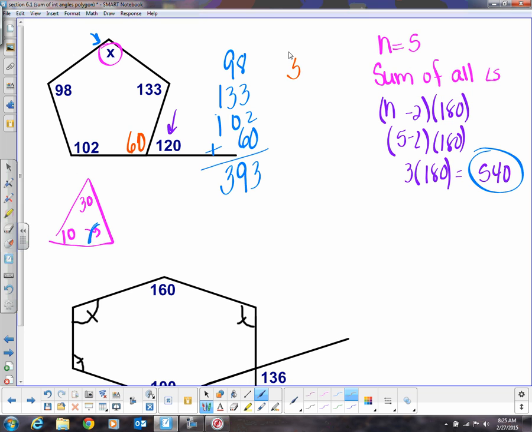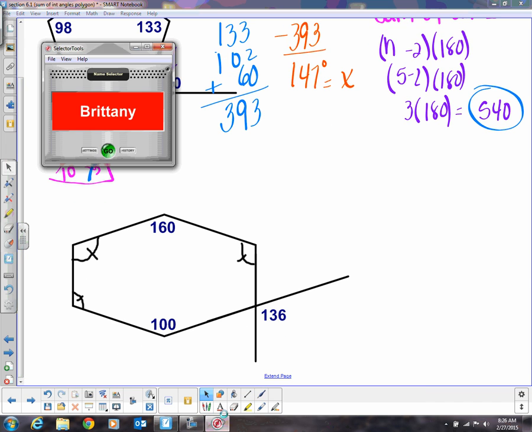So I'm going to take, do you see why we had to find 540 first? Because we didn't memorize that. So, Brittany, why don't you go ahead and do the subtraction? 147. So what is x? 147. Now, this one's a little bit more interesting.